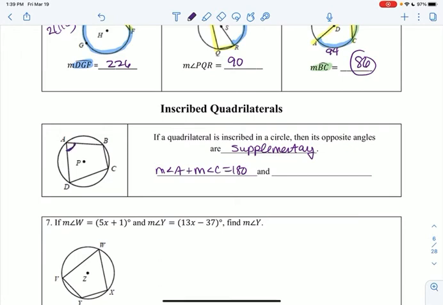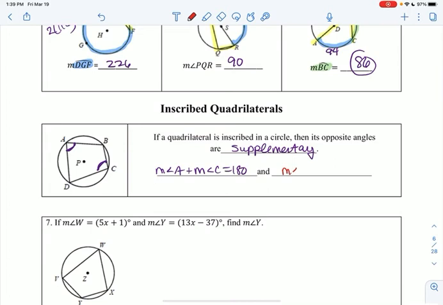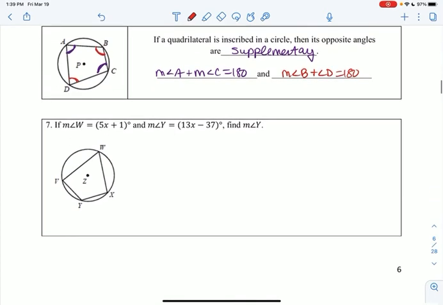I'll mark those in purple right here. They're not equal to each other, but see how they're opposite each other? So those equal 180 degrees. And angle B and angle D also have to equal 180 degrees. These guys right here equal 180 degrees. All four angles have to add up to 360, but the opposite angles add to 180 only if the quadrilateral is inscribed in a circle.